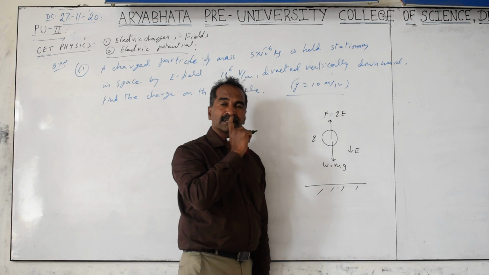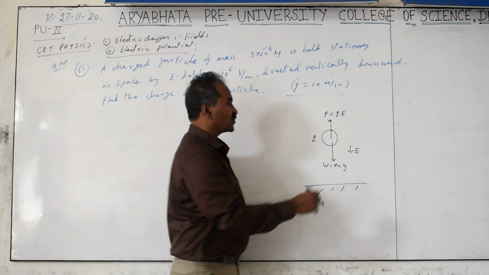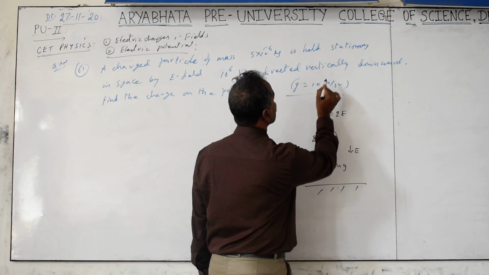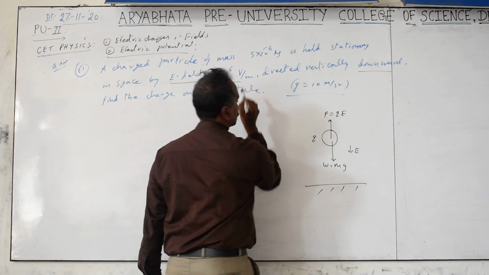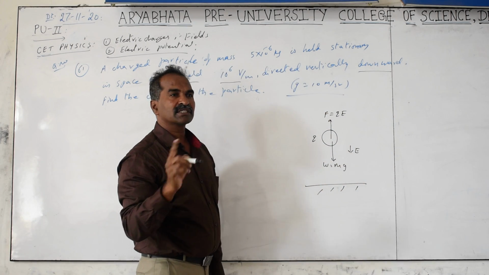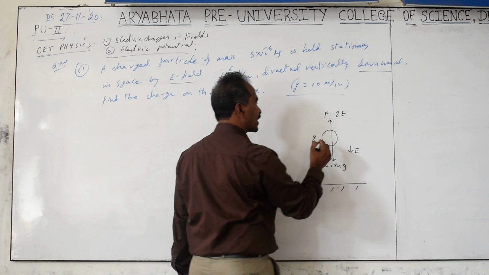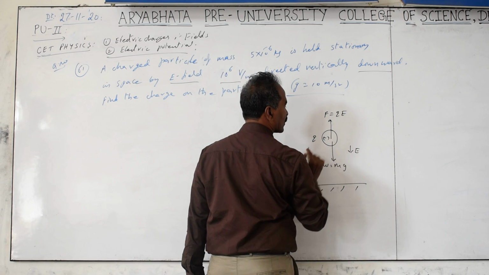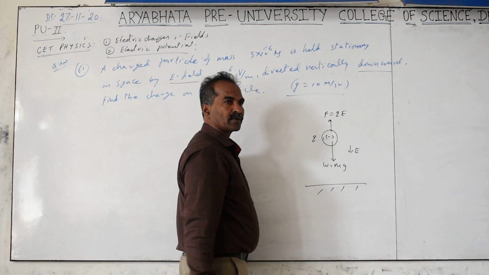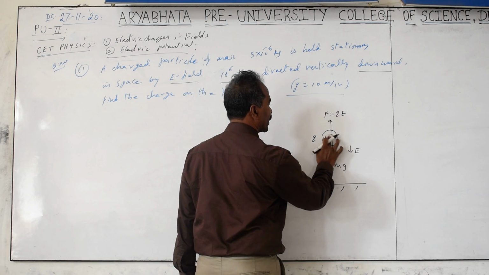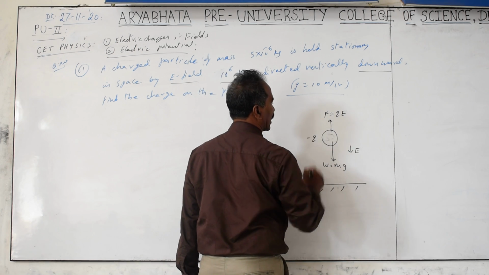If the charge were positive, the force would be downwards only. The electric field is already downwards, so the charge must be negative. For a negative charge the force is upwards. So we take it as minus Q, a negative charge. Automatically the force will be upwards. You are asked to find the value of this charge.